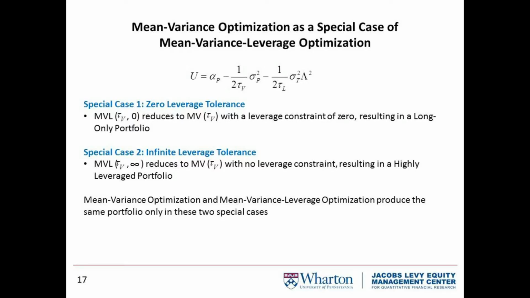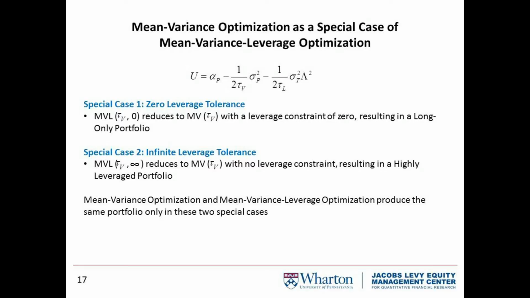If you consider this third term, where tau sub L is near zero, that third term, because tau sub L is in the denominator, will become very large, and the optimizer will seek to minimize that third term. And that third term will be minimized by taking lambda, the level of leverage, to zero. And that makes sense because this investor has zero tolerance for leverage.